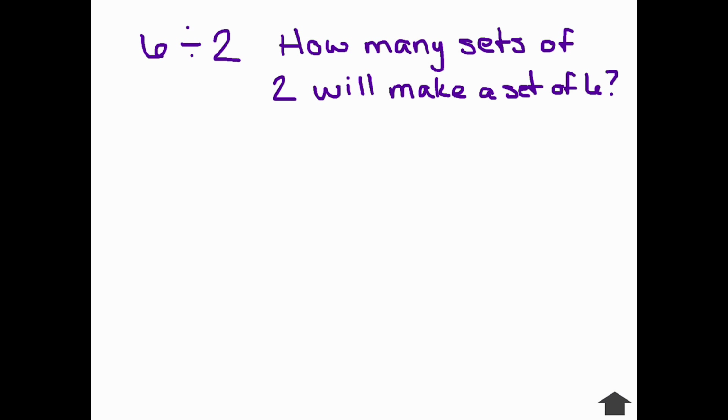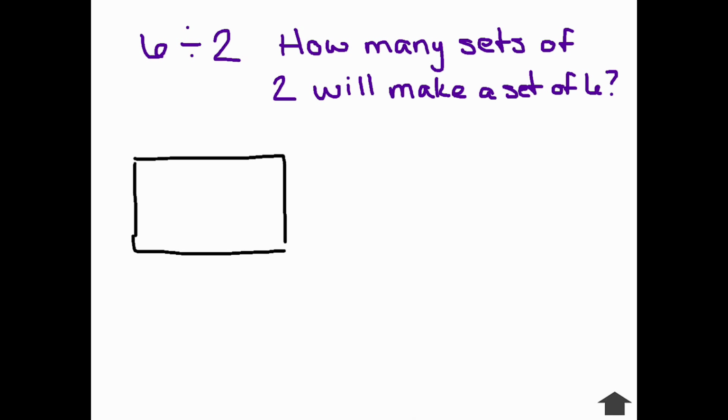Let's use our integer tiles again to start this off. As before, I'm going to begin with an empty box. The empty box represents 0. I don't have anything yet. Just as I did in the last video, yellow is going to be my positive and red is going to be my negative. Since both 6 and 2 are positive, I'm going to have all yellow tiles in this picture.